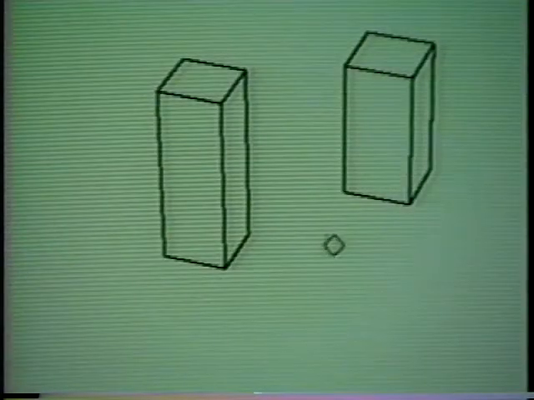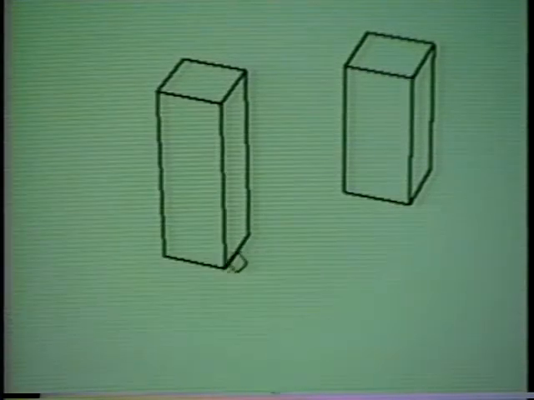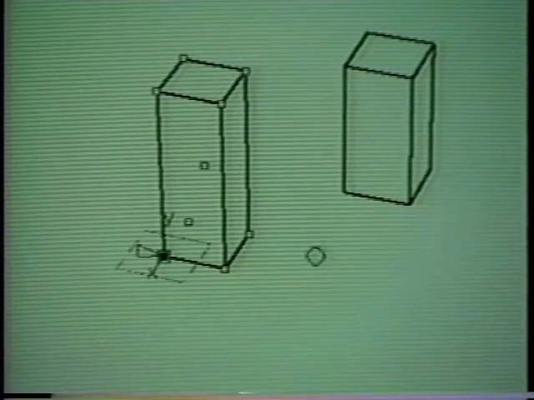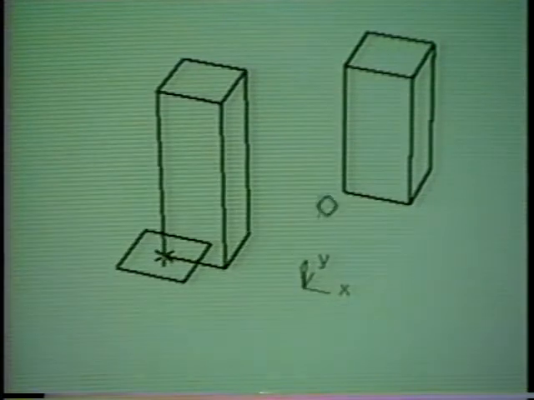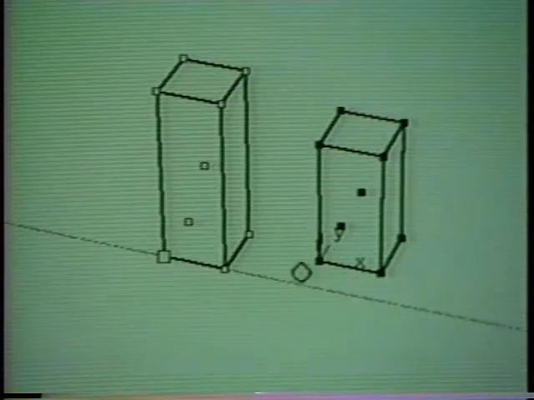To move the block on the right to be at the same altitude as the block on the left, I make one vertex of the left-hand block hot and activate horizontal alignment planes. I select the right-hand block and translate it onto the alignment plane. If I want the blocks to have collinear edges, I can use an alignment line instead.